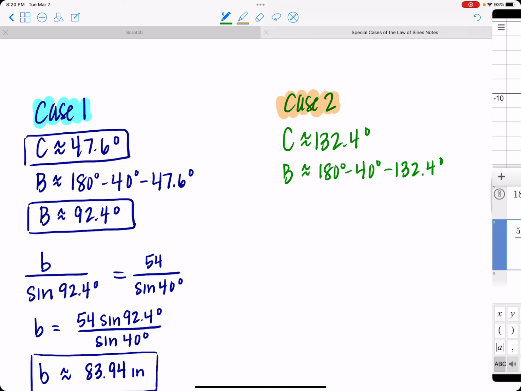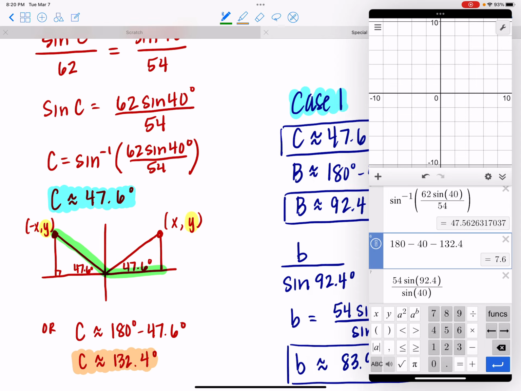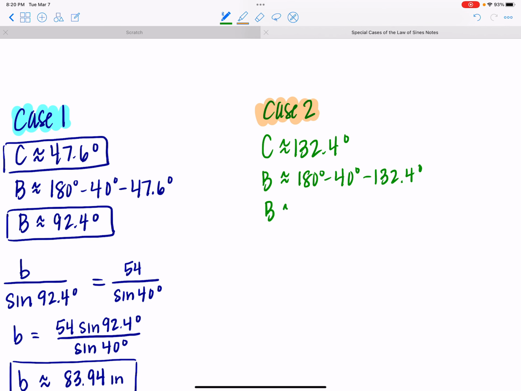There's not going to be a whole lot left. Let me go back up here. Just recycle some of this. Minus 40 minus 132.4. That leaves only 7.6 degrees left for angle B. And that's fine. Okay, so in case 2, we have angle C, we have angle B, so now we have all three of the angles, and we were given the two sides. We just need to find the third side. So again, the third side would be side B.